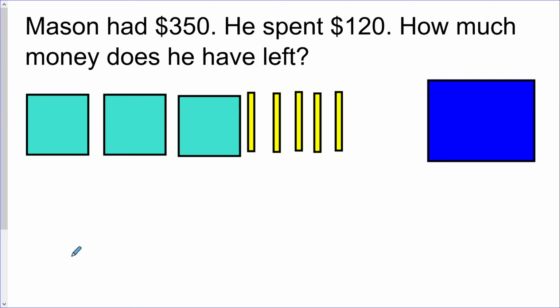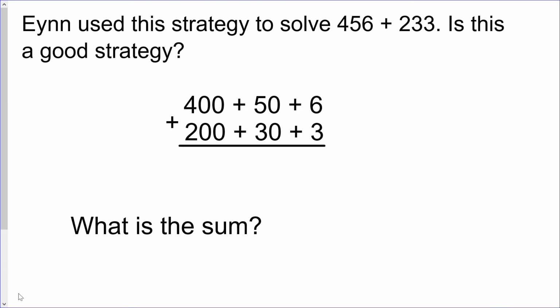Okay, Mason had $350. He spent $120. How much money does he have left? We're going to cross out the money that he spent. So let's go to our hundreds place. How many hundreds did he spend? He spent one of his hundreds. All right. How many tens did he spend? He spent 2. Does he have any ones? No. So look at your base 10 blocks. What's left? I have 2 hundreds and 3 tens. And remember, this is money, so put your $ sign. Make sure that you have that $ sign.